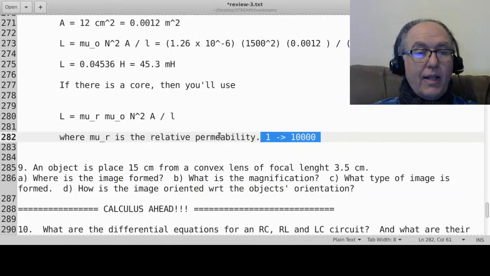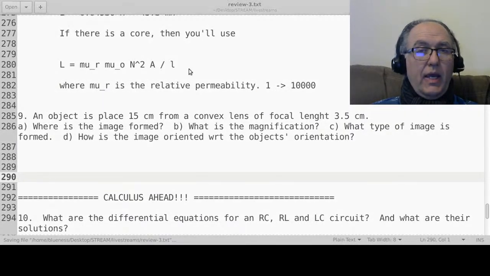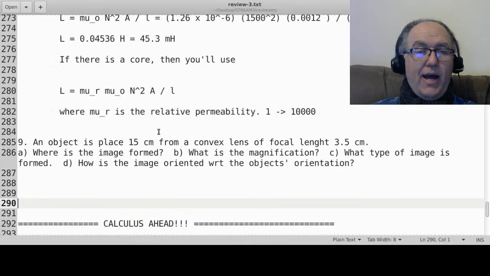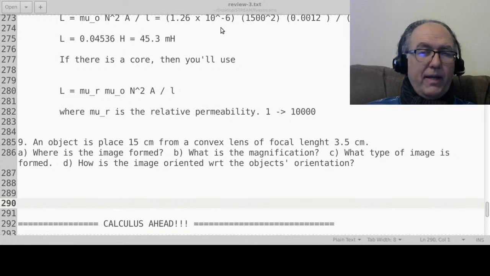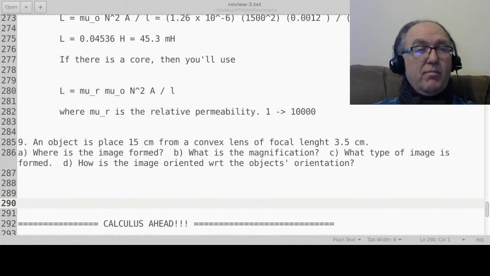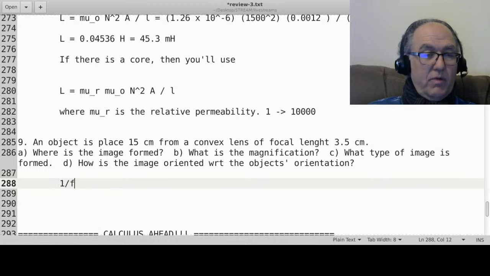All right, last non-calc question. Most people find optics pretty easy. If you need me to do more optics problems, I will, but they are pretty easy problems. There's just 2 equations you have to worry about. One is the lens maker's formula, which is this one.